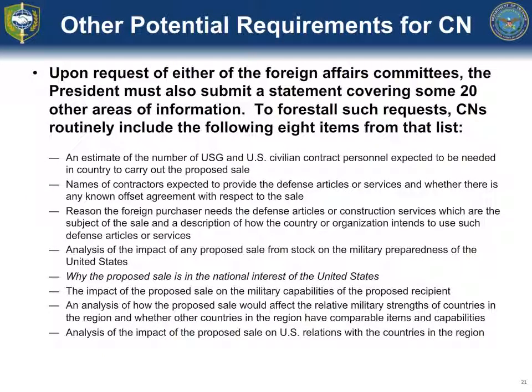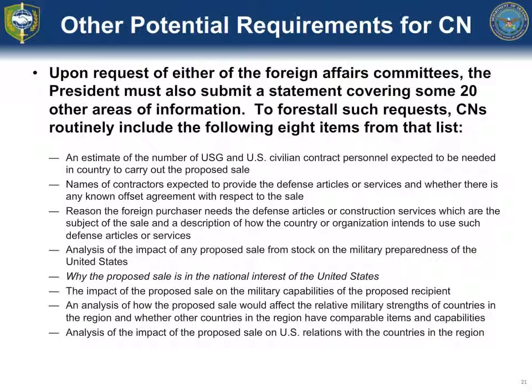The next section of 36B says that upon request of either the Foreign Affairs Committees, the President submits a statement covering some 20 other areas of information. If you look in the Act, this is section 36B1A through P, a whole series of things. Fortunately, we don't have to do that in most cases. If they specifically ask, we have to, but that's fairly rare. To prevent them from making such requests, CNs routinely include the following 8 items from that list. And this is the order from the statute. We put it in a different order in the justification. You'll see that in a minute.